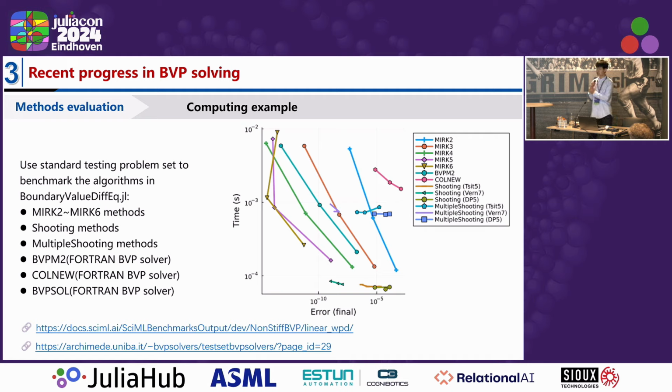After the implementation of the defect control adaptivity, we ran some benchmarks for the implemented MIRK methods and shooting methods against the Fortran solvers, like BVP solver and BVP M2. So we can see from the benchmark here, the MIRK solvers in BoundaryValueDiffEq.jl are pretty fast. They achieve both accuracy and performance in the numerical solving.